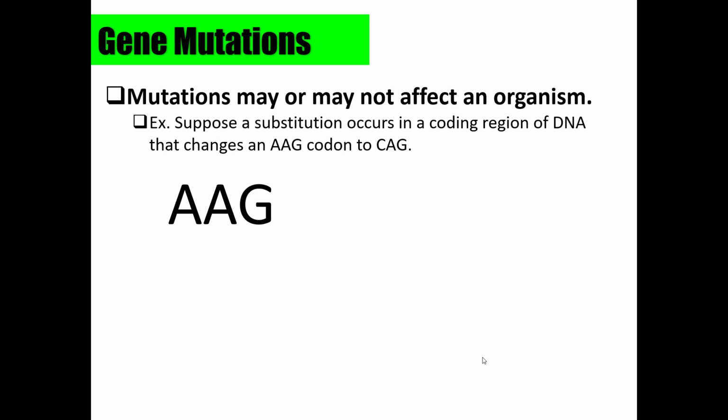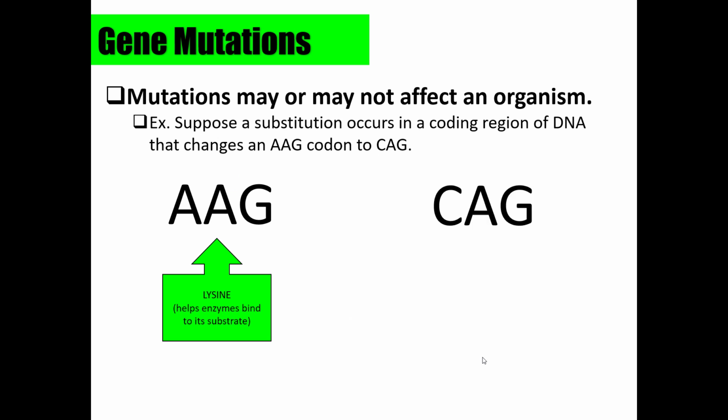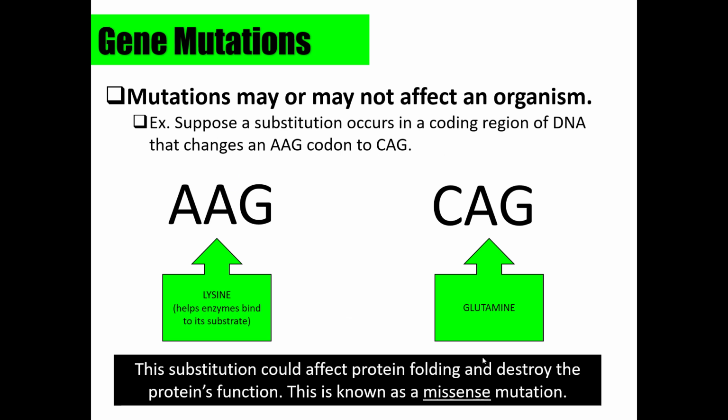All right, let's look at a substitution mutation where we are supposed to have AAG. And if you use your codon chart and look up AAG, you will see that AAG codes for the amino acid lysine. Now, lysine helps enzymes bind to their substrates, which is super important. So let's say we have a substitution mutation and we have the A substituted with a C. So instead of AAG, now we have CAG. And if we use our codon chart, we're going to find that this codes for the wrong amino acid. And so this substitution could affect protein folding. It could even destroy the protein's function, which would be a tremendous problem to the organism.